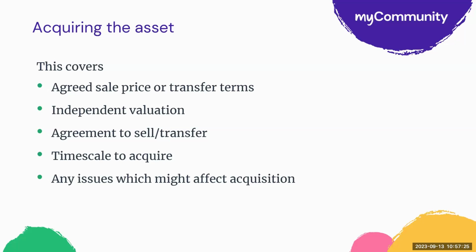Now, it's not always possible, we know, to get an agreement to sell. You may be in a competitive process to try and buy the asset on the open market. It may be up for auction. But if you are buying from a seller, if they have agreed a price with you, then being able to show that within the application is really helpful.